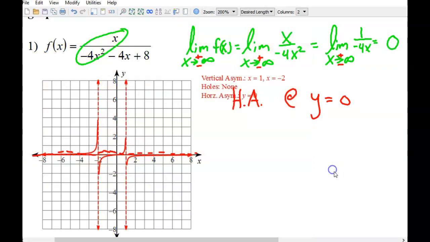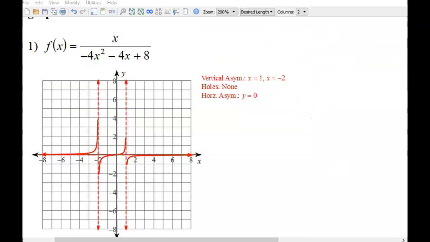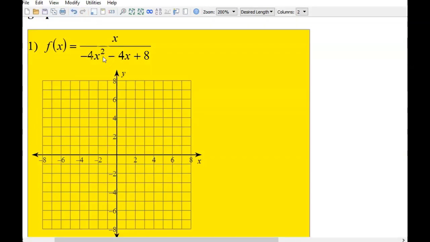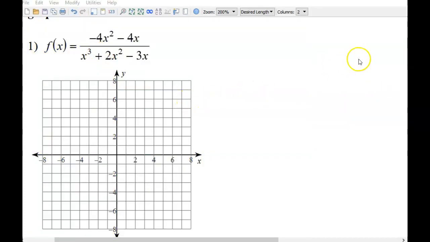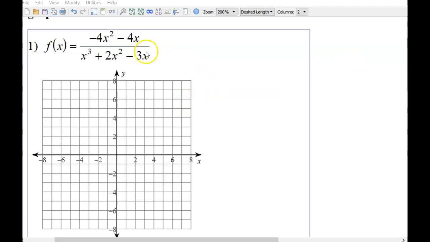All right. So that's another example. Let's take a look at another one. So why don't you guys pause the video here for about 3 minutes and see if you guys can find the end behavior of this function and find where its horizontal asymptote will be.